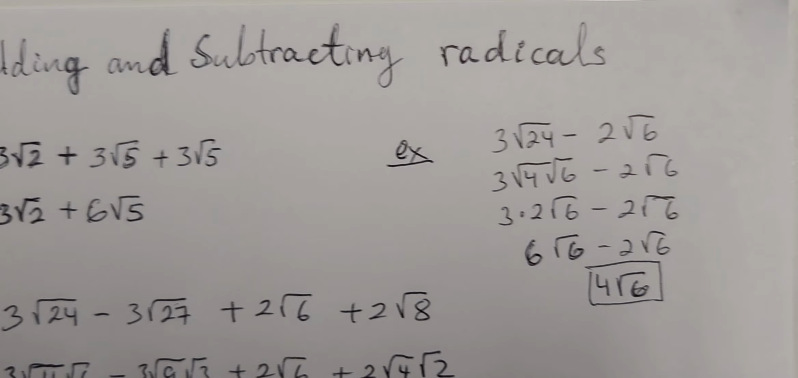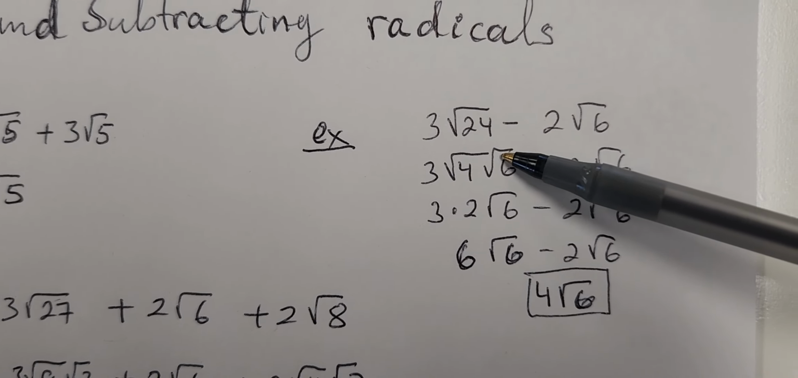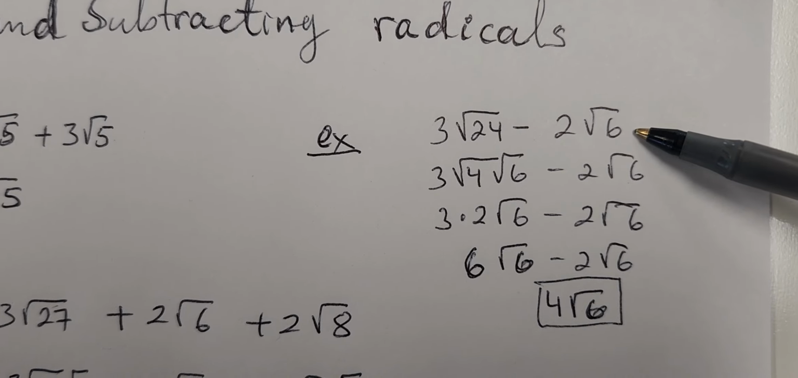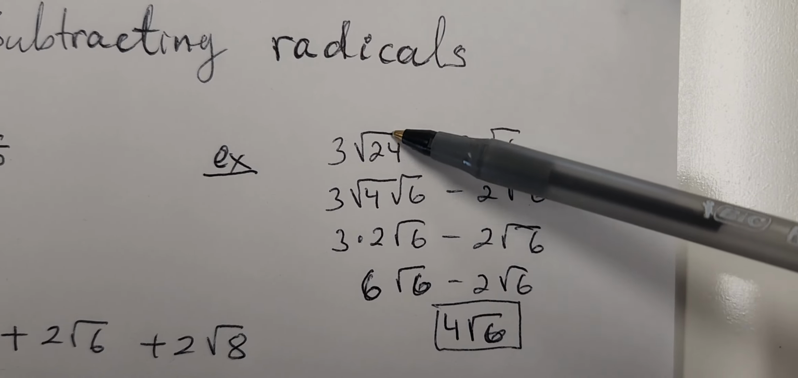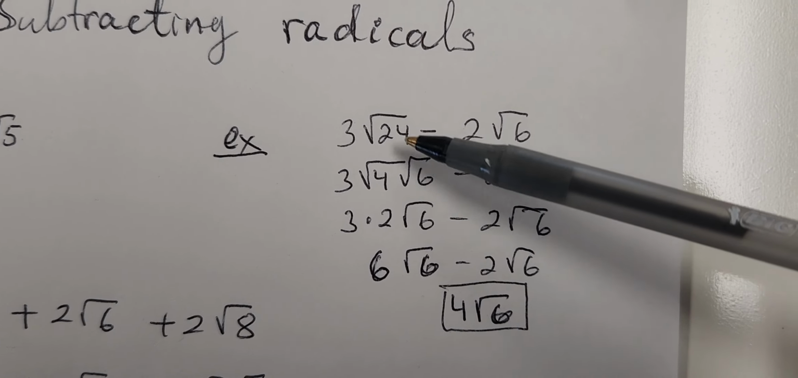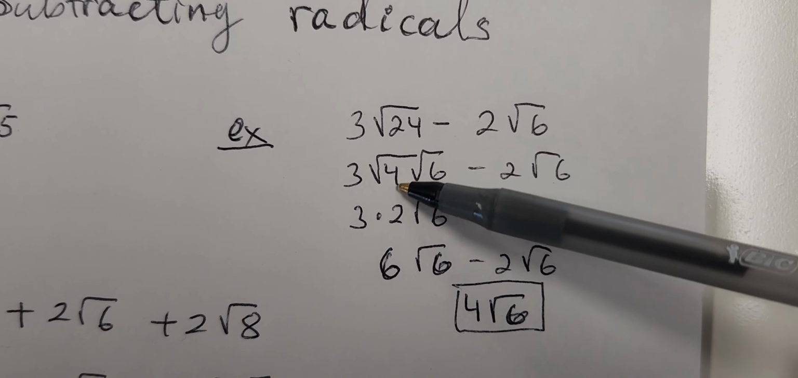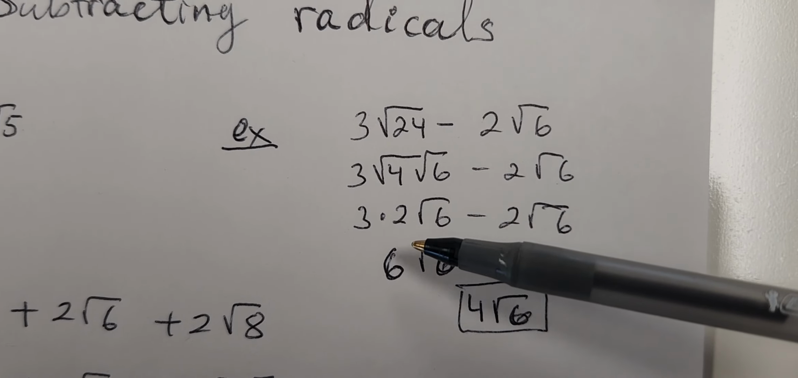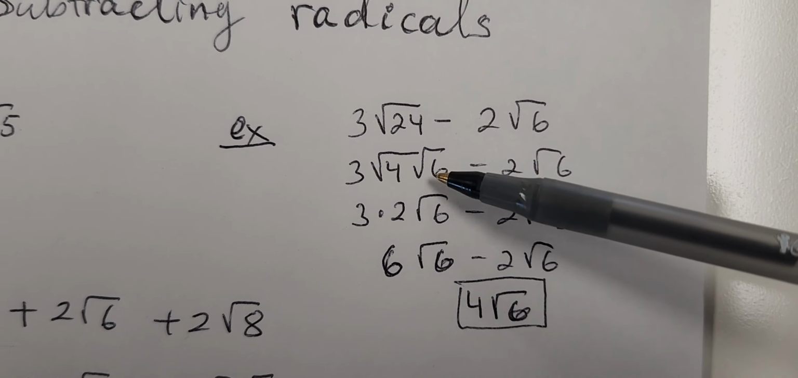Next example. Here I have radical 24 and radical 6. They are not the same. However, we can change this 24 into 4 and 6. When you change, make sure you pick a number that has a square root. So one more time, I changed this 24 into 4 and 6.